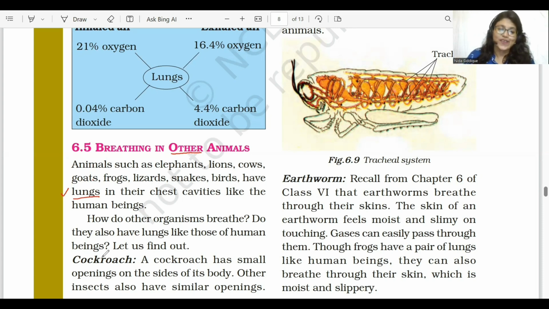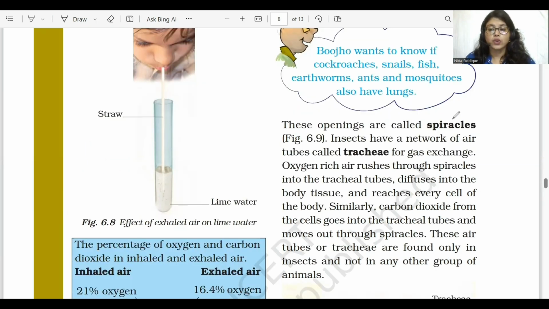Let us start with cockroaches. Cockroaches have small openings on the sides of their body, and other insects have similar openings. These openings are called spiracles. Insects have a network of air tubes called trachea, and this trachea is used for gaseous exchange. So all insects have openings on their sides, called spiracles, and inside their body there is a network of air tubes.